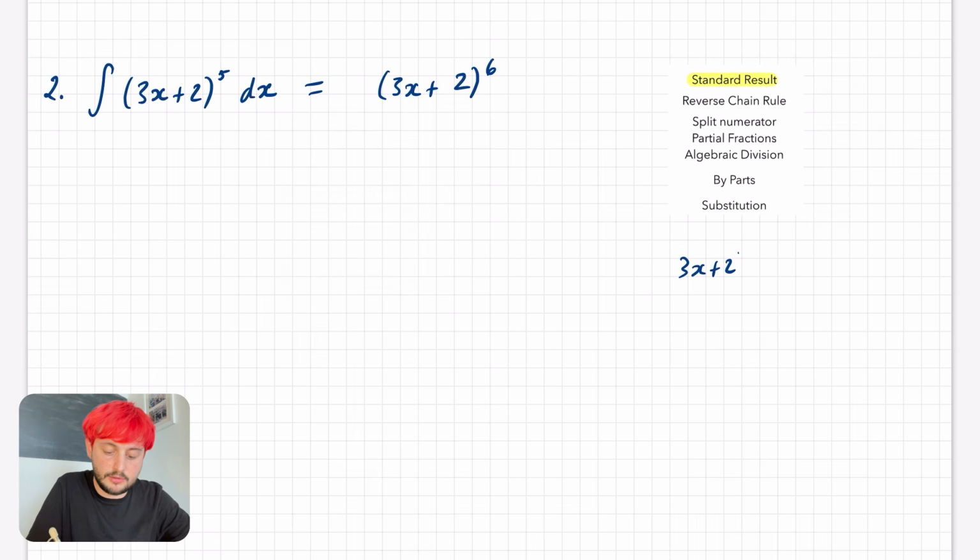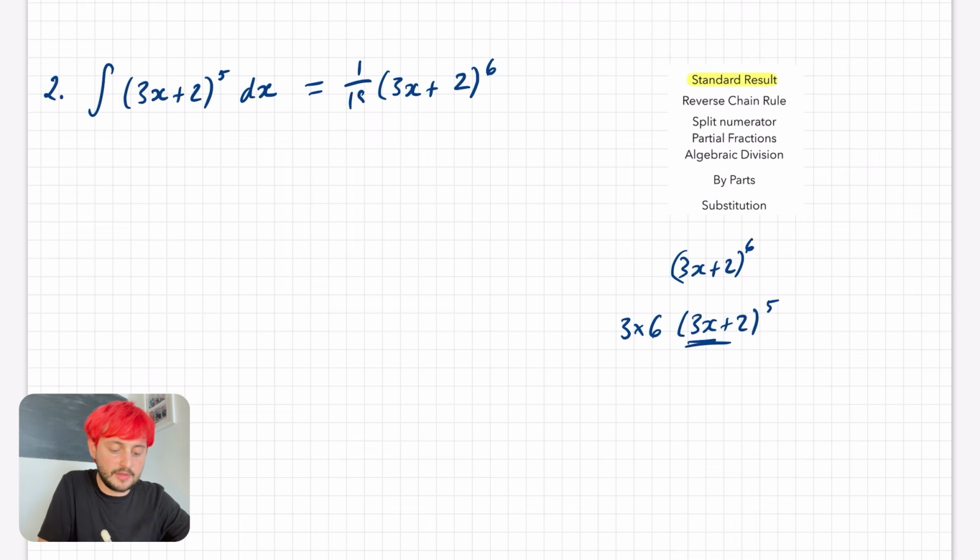3x plus 2 to the power of 6 would differentiate to 6 (3x plus 2) to the power of 5, but I would also multiply by the derivative of this, which is 3. So I've got this extra 18 at the beginning, so to scale that, I'm going to have an 18th at the beginning. So it's going to be an 18th, (3x plus 2) to the power of 6 plus c.